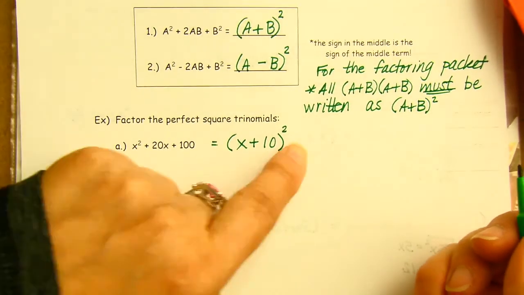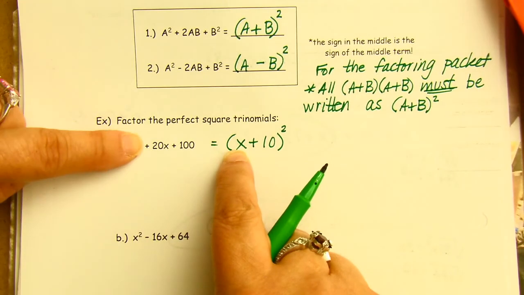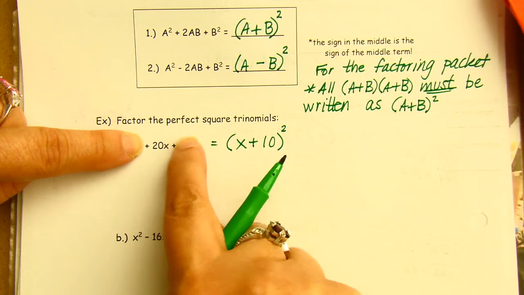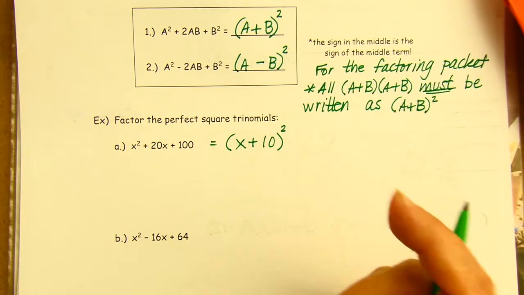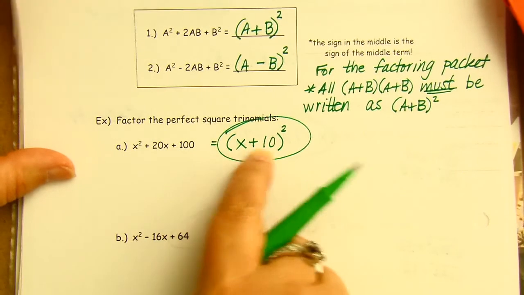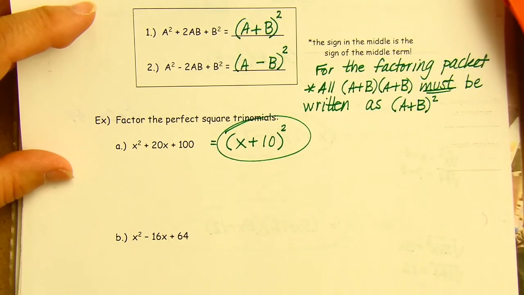How do I square a binomial? I square the first, I get x squared. I square the second, or the last guy here, I get 100. First times second is 10x, doubled is 20. So it works. I can't break this down any further. 1x to the first power and 10 have no common factors, so I'm done.